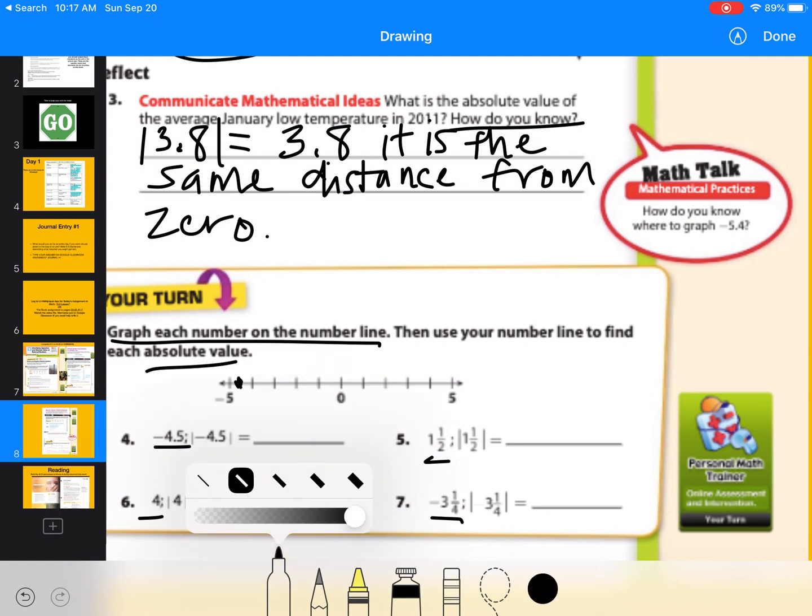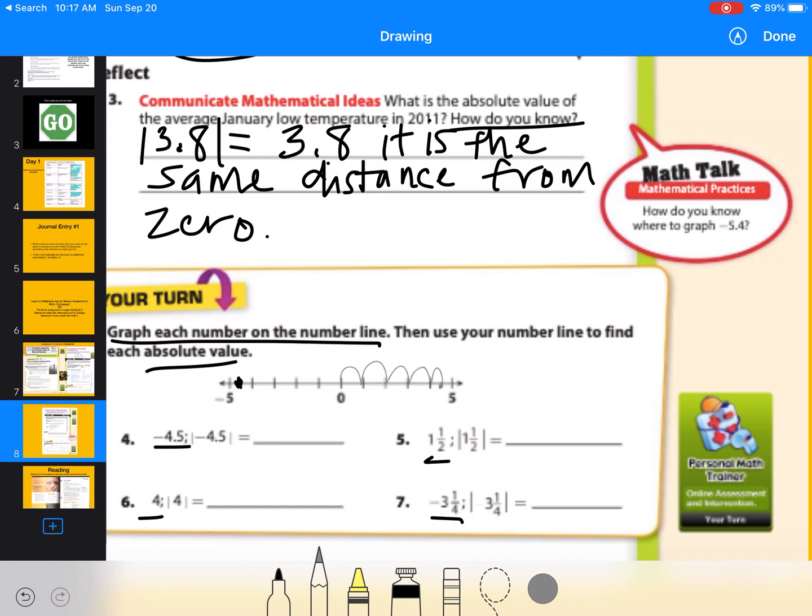Then we have to use the number line to find the absolute value. So all you do is you go the opposite way, the same number of spots. So it's a positive 4.5. You're really just counting how many units from 0 is it? Super easy. So then, number 5 is positive 1 1/2. So we go over 1, and then we have to go over halfway between 1 and 2. So, how many units was that? It was a positive 1 1/2.